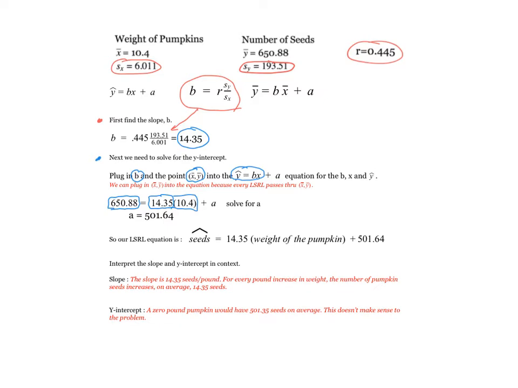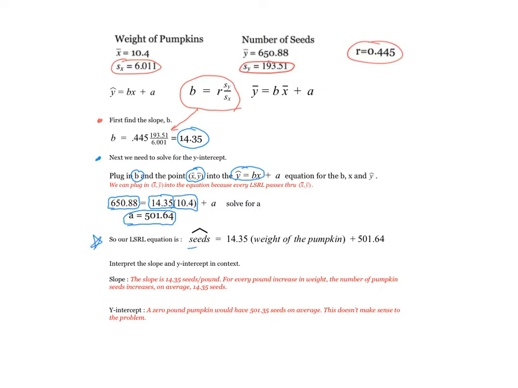So all I have left is the a in the equation, so I could solve for a by multiplying 14.35 times 10.4 and then subtracting it from 650.88. And I end up with an a of 501.64. So that is our y-intercept.